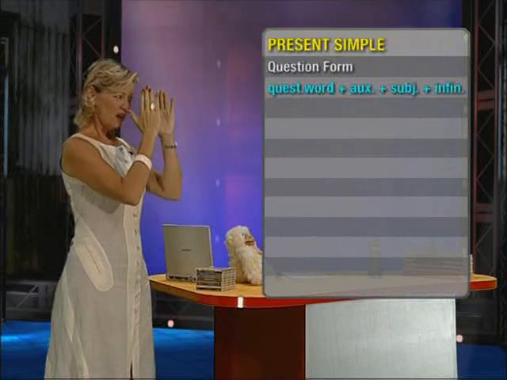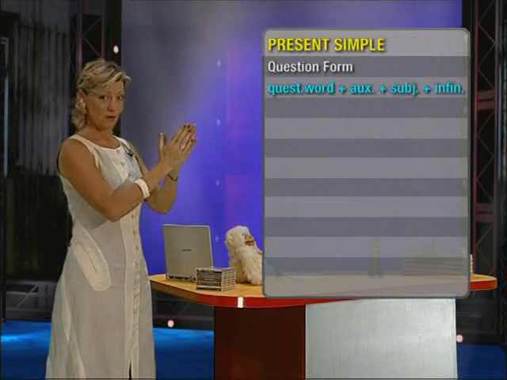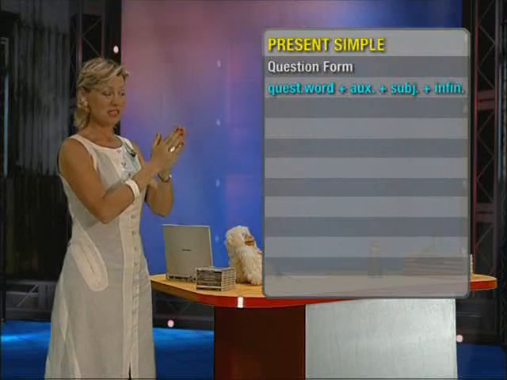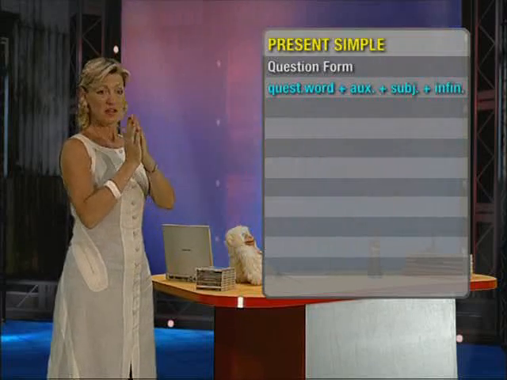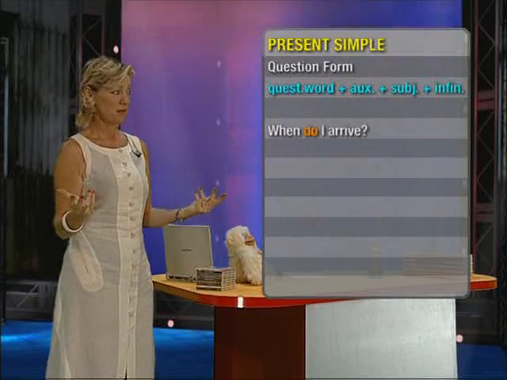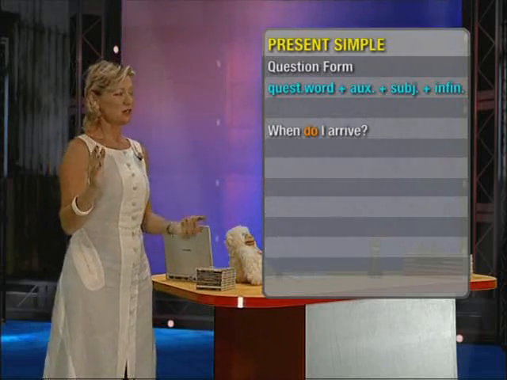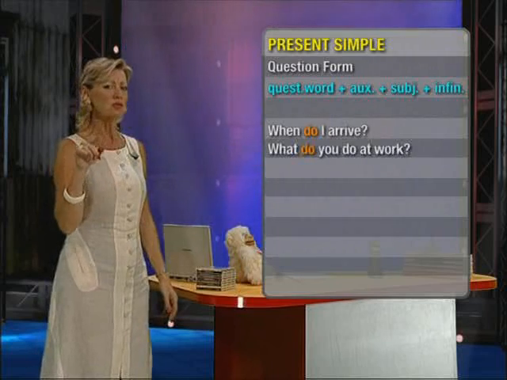All right, good. So let's look at the grammar that we've just used for asking questions, okay? Now, we have the question form with the question word like when, the auxiliary do, I, the subject, and then arrive, which is the verb. So, when do I arrive? Okay, that's a typical question in the simple present. Look at the next one. What do you do at work?